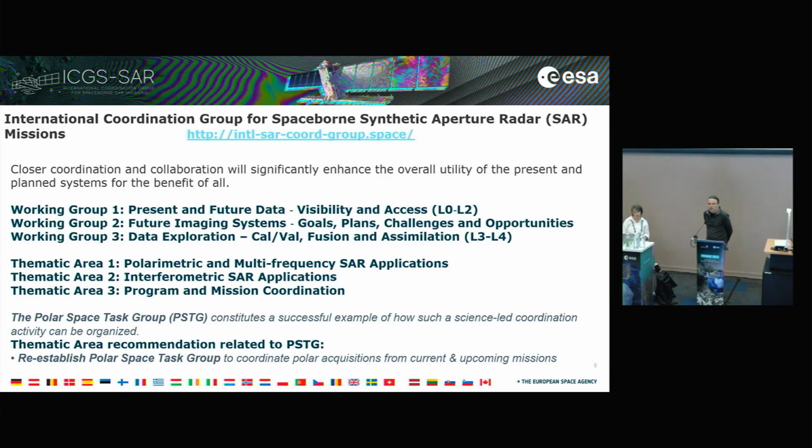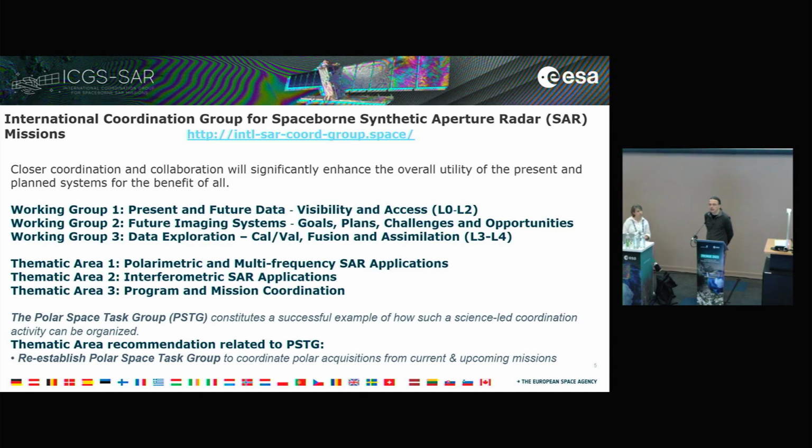A more recent effort to do coordination is a much broader effort. That's the International Coordination Group for SAR missions. The group has been meeting a number of times now, but it's much broader, and it also goes much deeper into data formats and also literal mission coordination. But one of the outcomes of a recent meeting was that PSTG constitutes a successful example of how such science-led coordination can be organized, and they also encourage PSTG to be re-established.